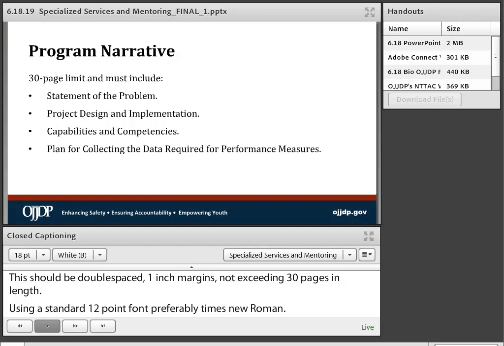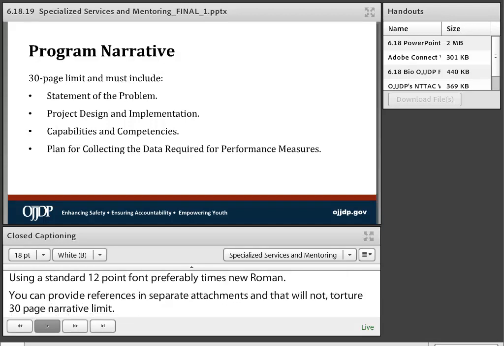This is pretty important, and we are pretty stringent on this. If the program narrative fails to comply with these length-related restrictions, we may consider such non-compliance in peer review and in final award decisions. So keeping to that 30-page limit is pretty important.